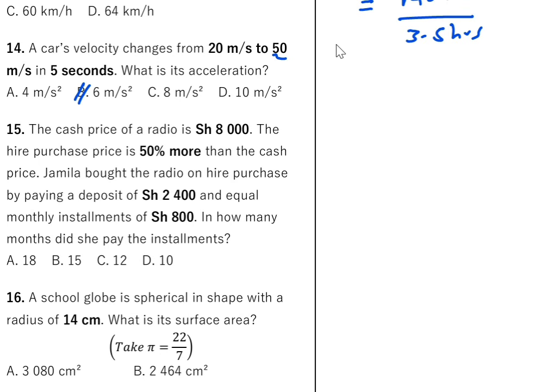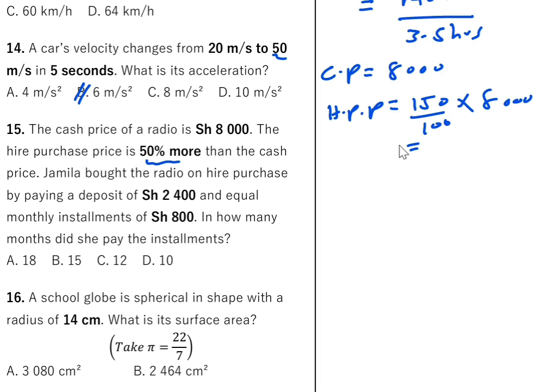So you can see the cash price, I'm going to use CP for cash price. Cash price is 8,000 shillings. To get the hire purchase price, it is 50% more. So 50% more means that we add 100 plus 50. So it will be 150 over 100 multiplied by the cash price. So you multiply by 8,000.